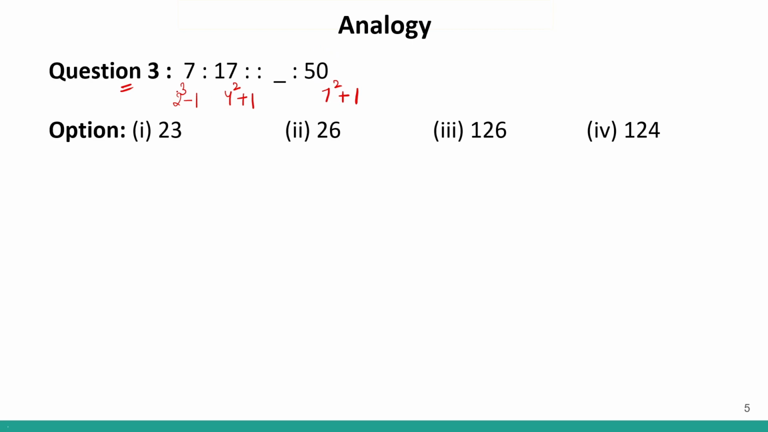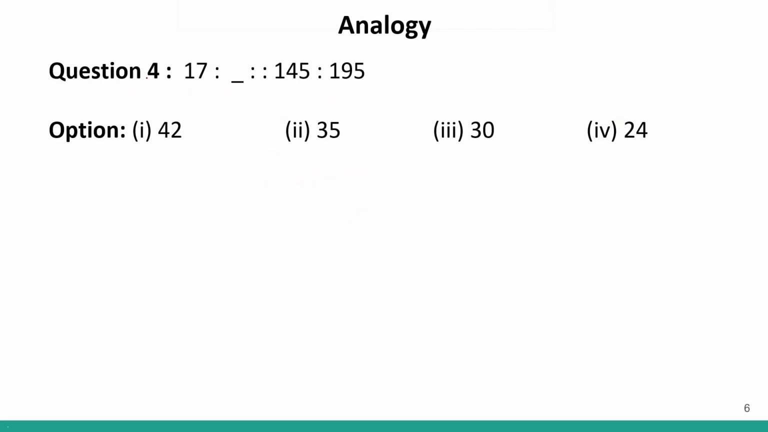Now if you see the difference between 2 and 4, it is plus 2. So we need a number, let's say 5, to get plus 2, we will get 7. Correct? So here we will get 5. Now, this is 2 cube minus 1, so it will be 5 cube minus 1. What is the value of 5 cube? 125. If I minus 1 in it, I will get 124. Do we have 124 in the options? Yes. So option number 4 will be the correct answer to this question. Clear? Okay. Moving on to question number 4.